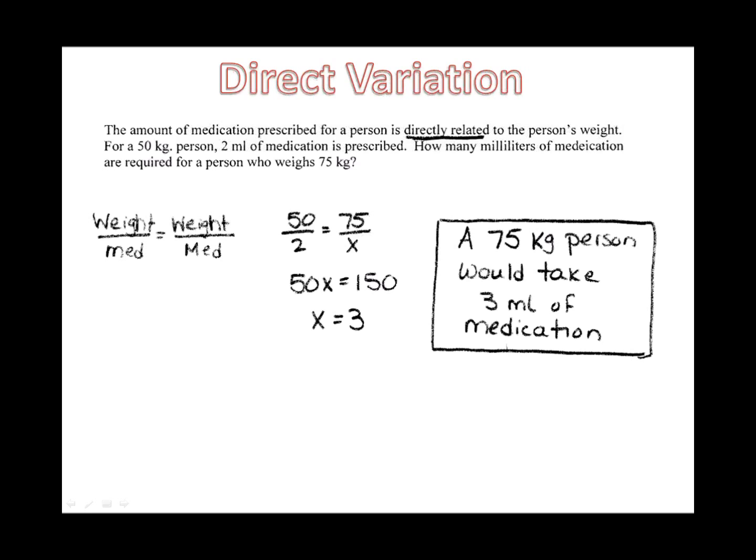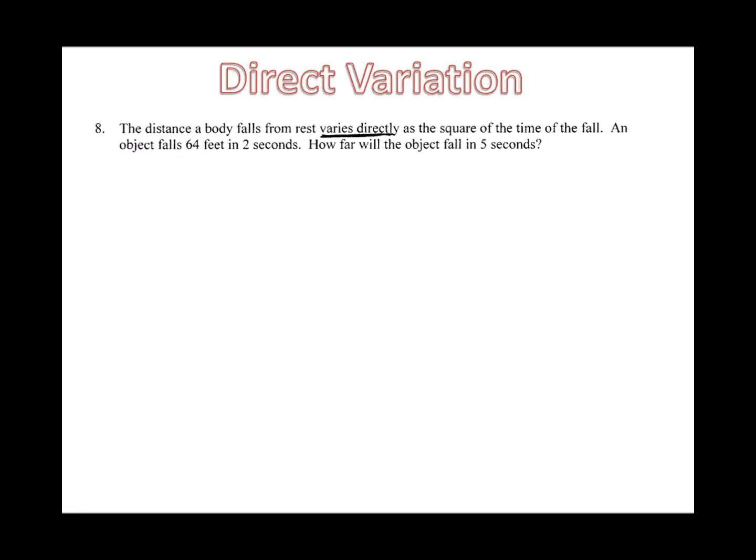In our final example, we're talking about the distance a body falls from rest, and it varies directly as the square of the time of the fall. An object falls 64 feet in 2 seconds. How far will it fall in 5 seconds?